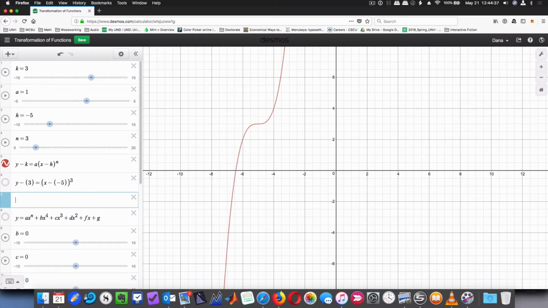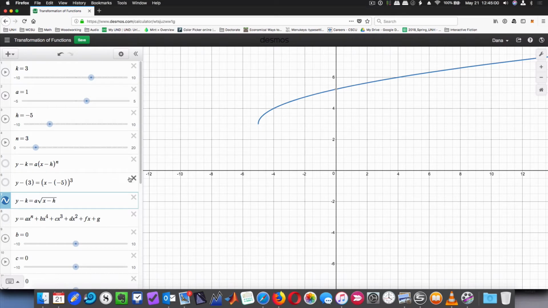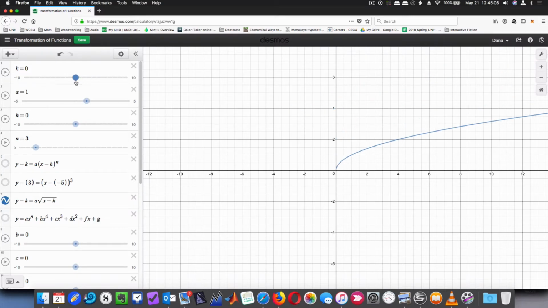Square root function. So y equals, and we probably want to turn this off. We'll come back to that. Y equals SQRT(x minus h). We'll put an a here, just like we did before, and minus k. So there's my square root function, but again, it's following my a's and k's and h's up here. So let's make this h 0. Let's make this k 0. And so I have this, it's at the origin, and it's my square root function.